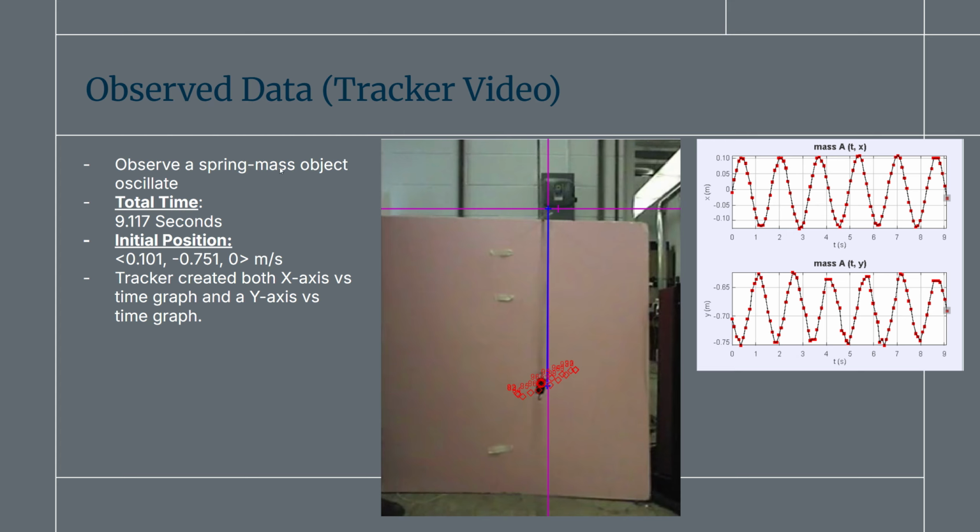And to observe the spring mass object oscillate, the total time it took for the video was 9.117 seconds, as well as the initial position being 0.101 on the X and negative 0.751 on the Y, in meters. Tracker created both X versus time and Y versus time graphs.